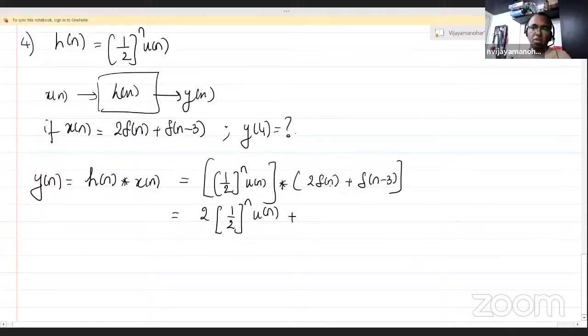the convolution of a sum is the sum of the convolutions. So convolution is associative and distributive, correct? So I can take it this way.